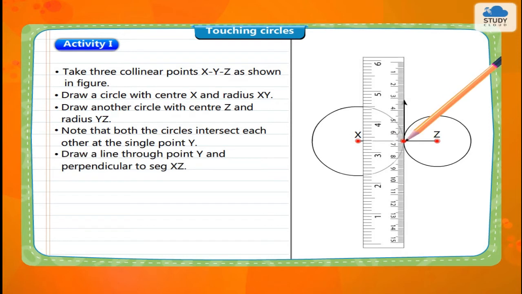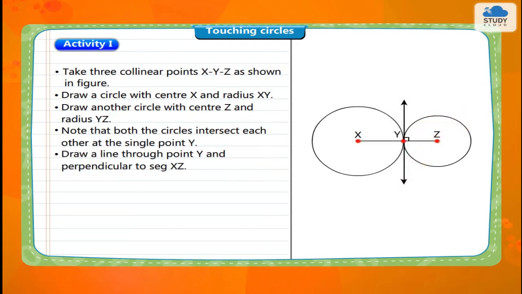Draw a line through point y and perpendicular to segment xz. Note that this line is a common tangent of the two circles.